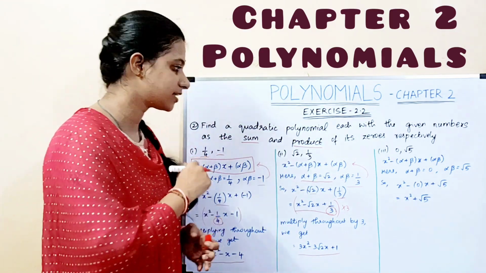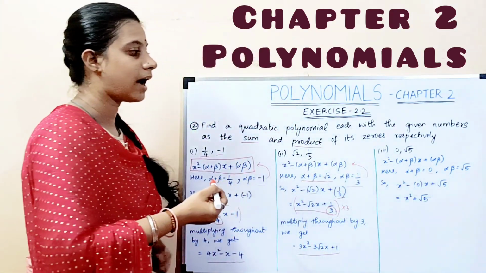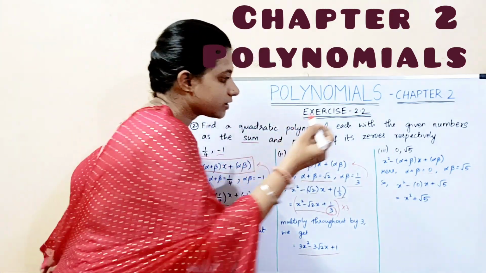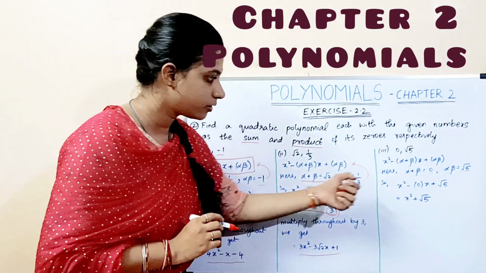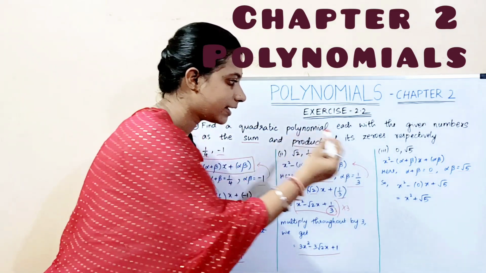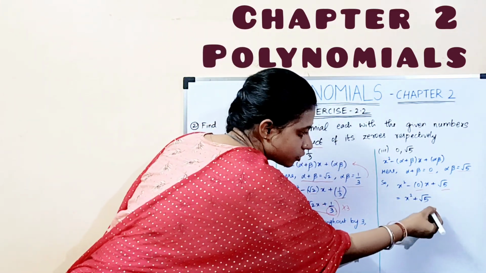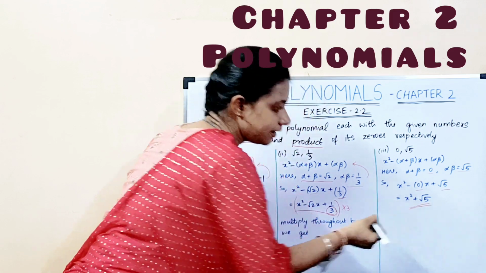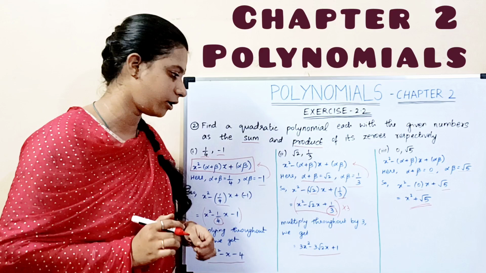Now let's see the third subdivision, where the sum of the zeros is given as 0 and the product of the zeros is given as root 5. This we will substitute in this condition. So we will get x square minus 0 into x plus root 5. So directly here we are getting x square plus root 5, which is the required quadratic polynomial.